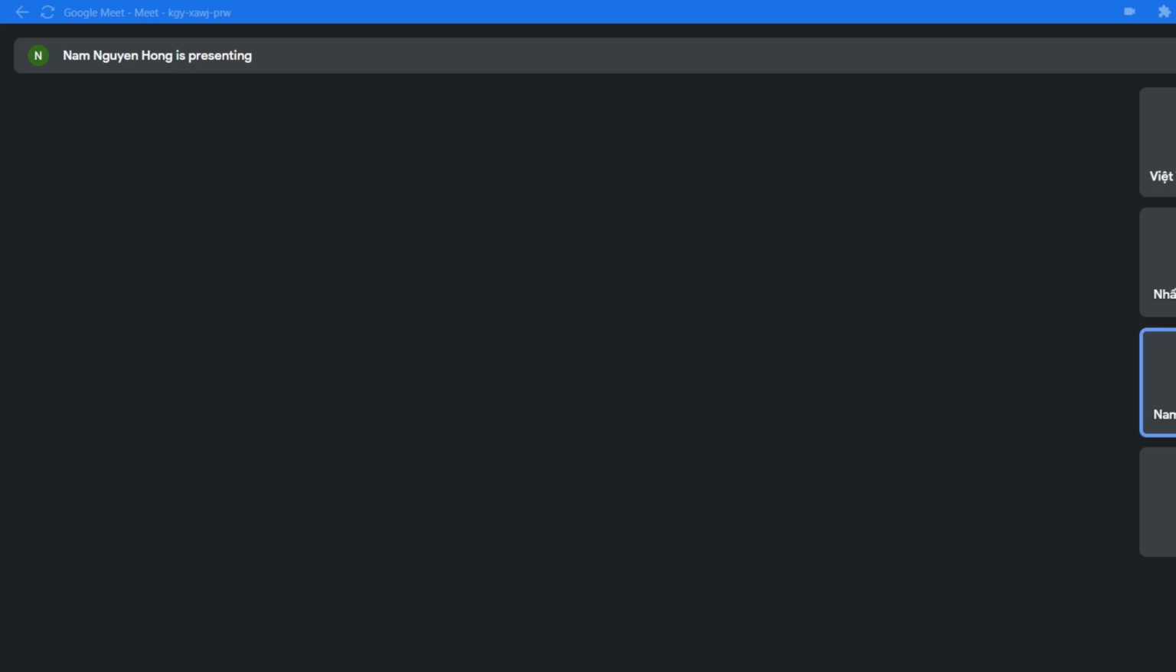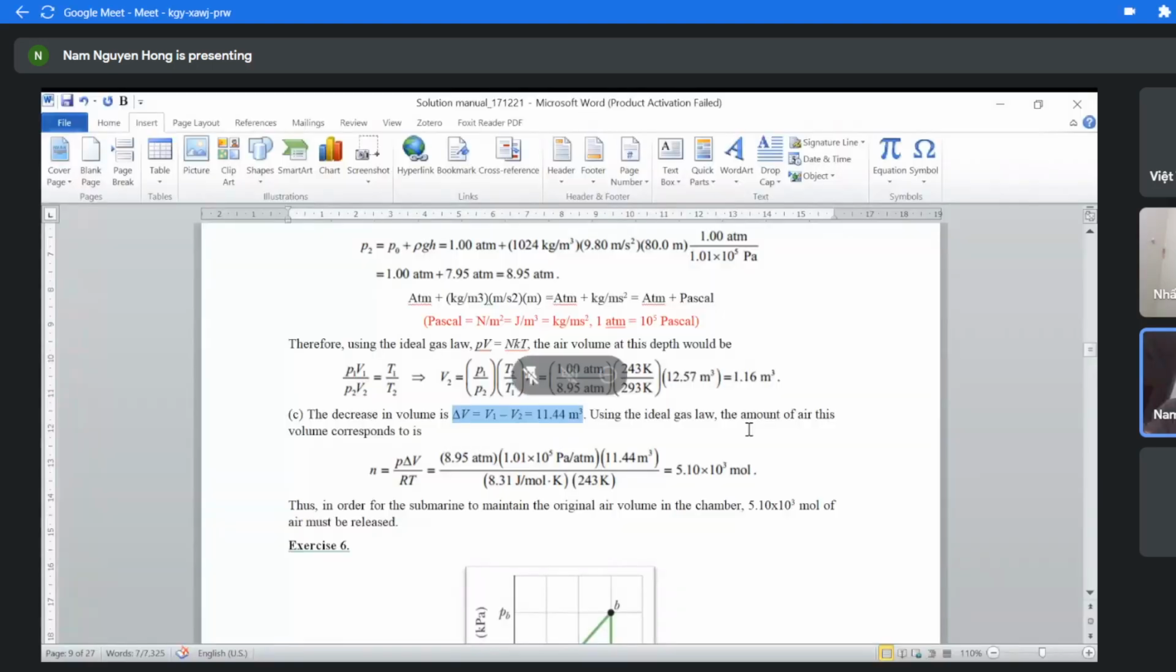Now if you see, if we use the same amount of air that can occupy the whole chamber at sea level, then at depth 80 meters, it can only occupy 1.16 cubic meters. So we see a decrease in volume, right? And we can calculate this decrease in volume. And we know how much more air we need to release to the chamber. So this is the final result.